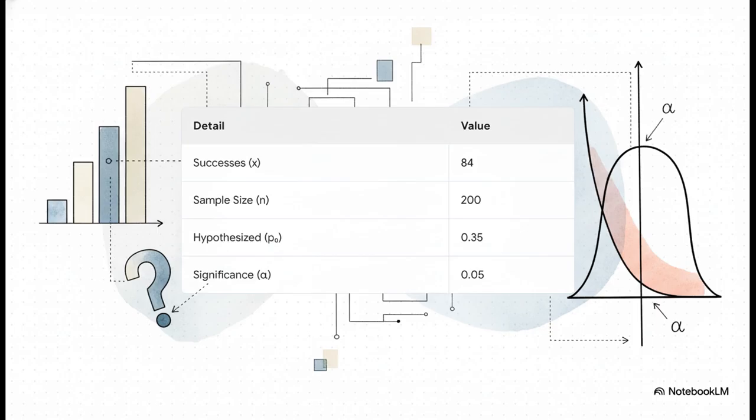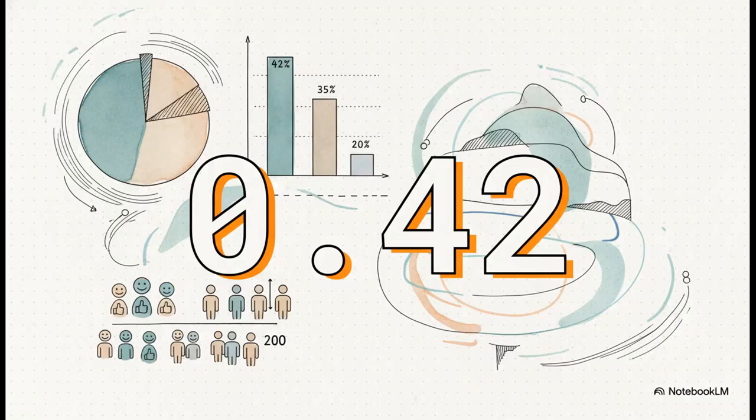Think of alpha as our line in the sand. If the probability of getting our result is less than 5%, we're going to call it statistically significant. So, first calculation. We take our 84 people who said yes and divide by the 200 people we asked. That gives us our sample proportion, our p-hat, which is 0.42, or 42%.